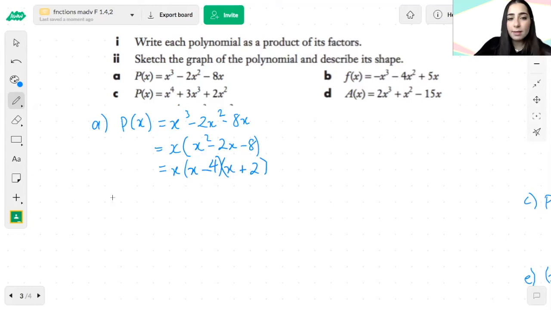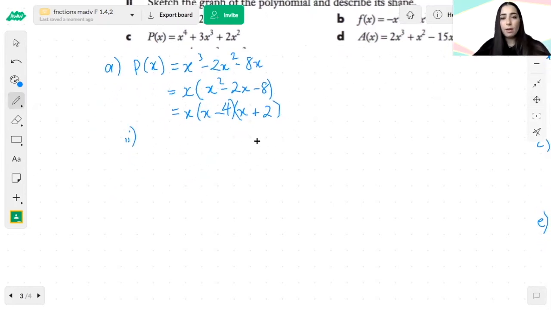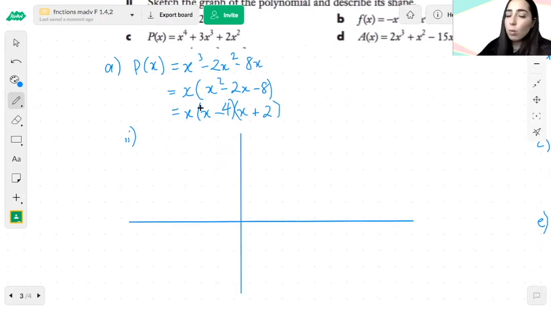And then the second part says to sketch the graph and describe its shape. So let's draw up a quick Cartesian plane. What are the zeros of this polynomial, or what are the x-intercepts? Well, we know there's an x-intercept at 0. We know there's another one at 4, and we know that there's another one at negative 2.